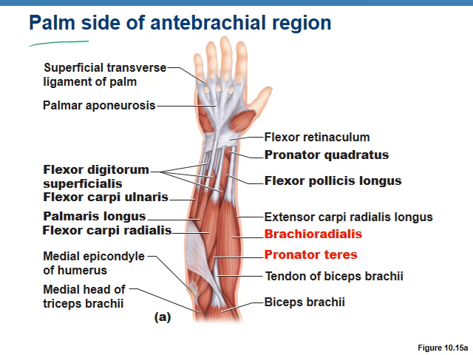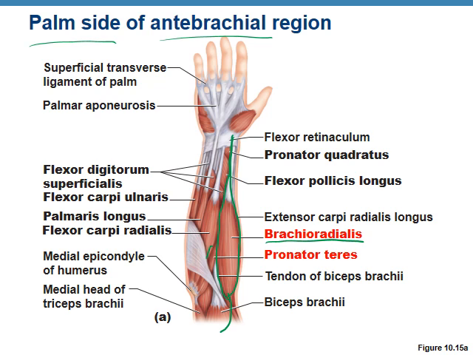Now we're looking at the palm side, so palm side up of the antebrachial region. I wanted you to see the brachioradialis in full view. So this is the brachioradialis. It attaches to the radius. It comes up and underneath the biceps brachii and brachialis to attach to the humerus.